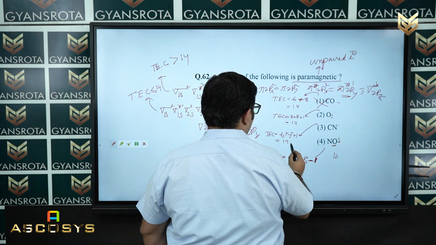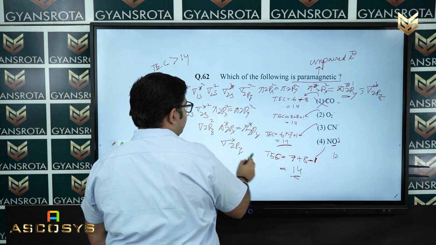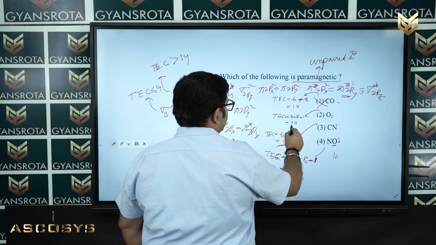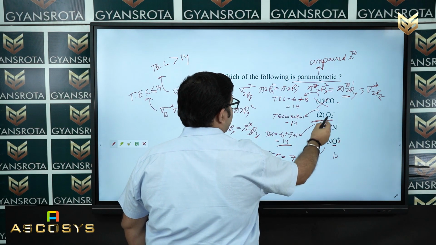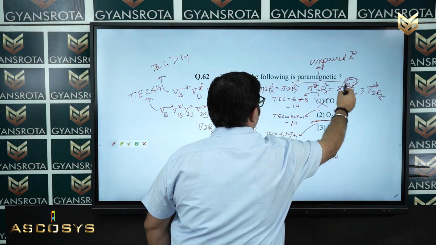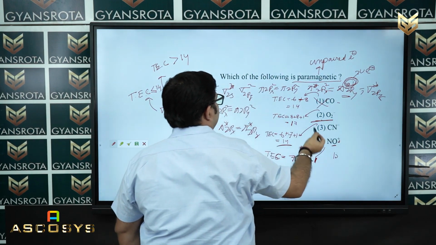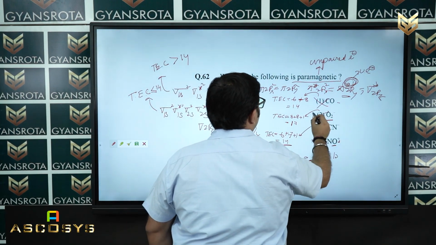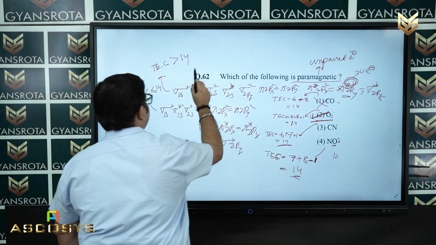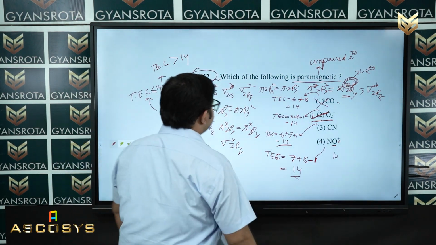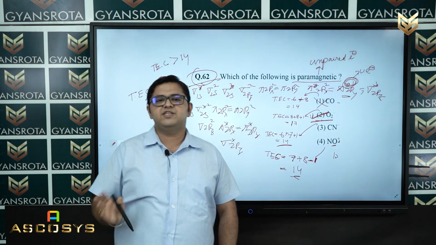Now, if you see the 14-electron species, none of them have unpaired electrons. Only in option number 2, that is O2 minus, there is one unpaired electron, and as a result unpaired electrons are present. So, this O2 minus acts as paramagnetic in nature. So, option number 2 is the correct answer to question number 62.